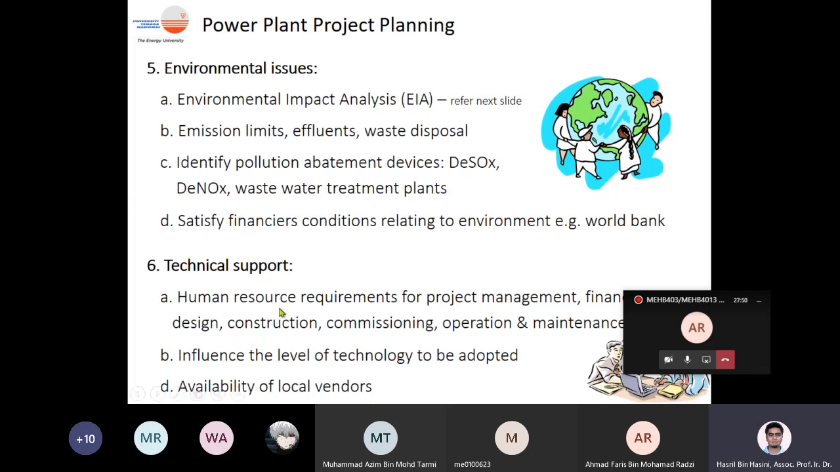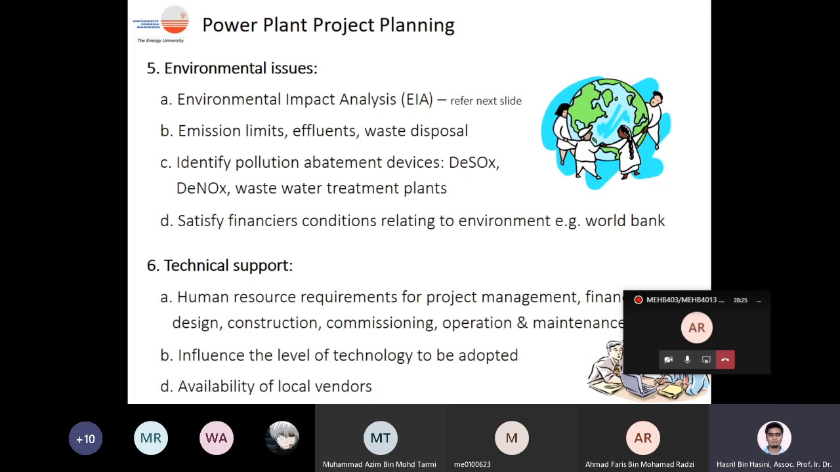In terms of technical support, this is also very important. We are talking about if you want to operate a power plant, whether you have sufficient human resource, sufficient knowledgeable engineers to operate your power plant, for project management, for finance, for the design, construction, commissioning, operation and maintenance. This is especially true when you are talking about nuclear power plant. For nuclear power plant, this is even stricter.